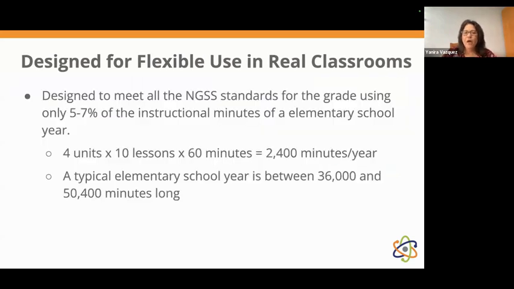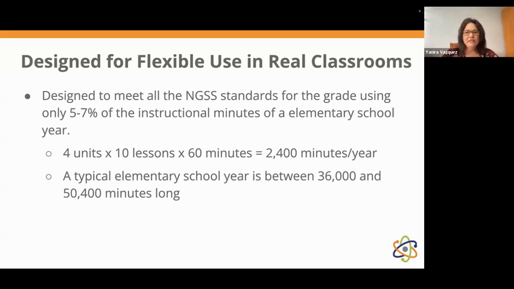Now, so when we say flexibility, we make this so that you can actually teach it in your whole school year. So what we know about kindergarten is that depending on whether you're in a half-day kindergarten school or in a full-day kindergarten school, you can have anywhere between 36,000 and 50,000 instructional minutes in a school year. And we have 4 units with 10 lessons each.